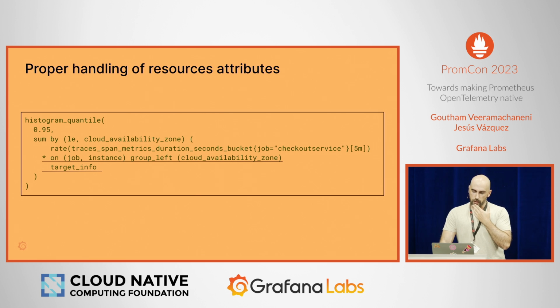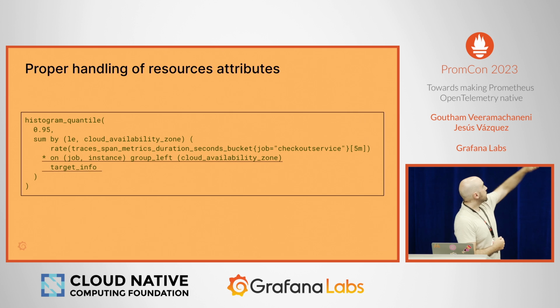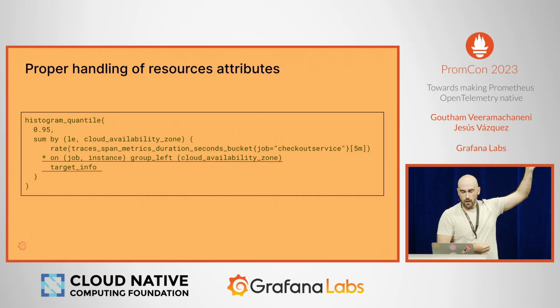Right. The second thing, proper handling of resource attributes. Like Goutham explained this very well in the demo. I underlined a P95 histogram query, which most of you are probably familiar with. We want to see the P95 of that metric by availability zone. But because we don't have the availability zone on the series, we have to do the awful join. Ideally this query would just work without the underlined part.